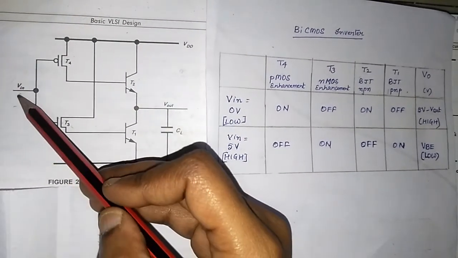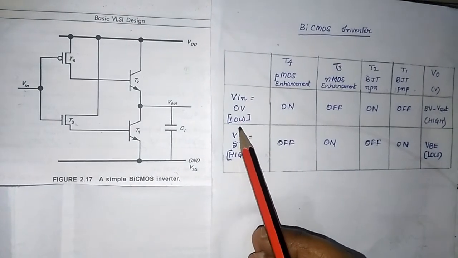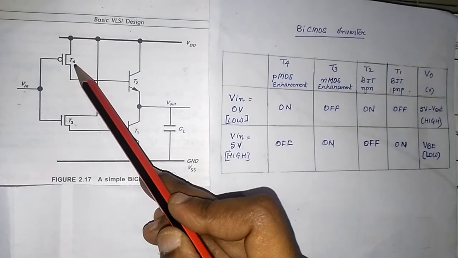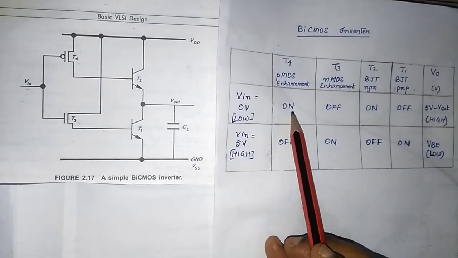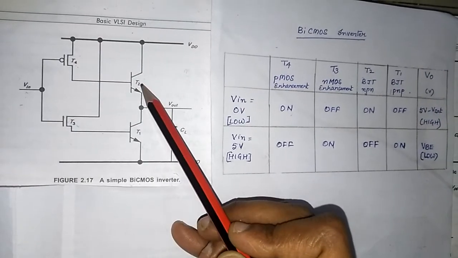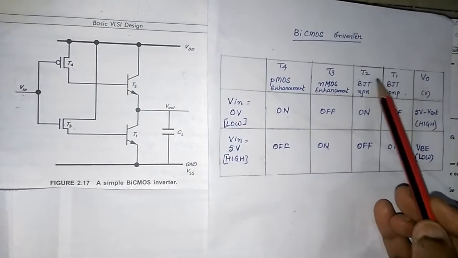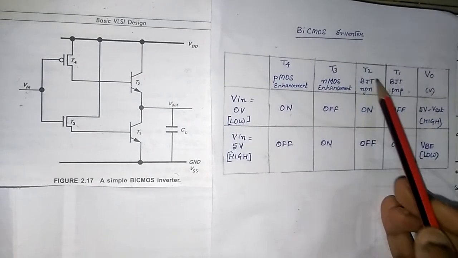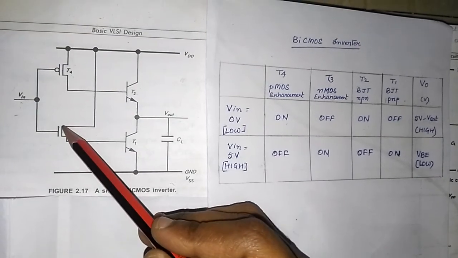So when Vin is 0, let us see what happens. When Vin is 0, what is T4? T4 is a PMOS transistor, so it is going to be in the on state. Now because it is on, the base of T2 will be getting a positive power supply, so T2 will also be on. So T2 is a BJT and it is in the on condition. Now look at the pull down.